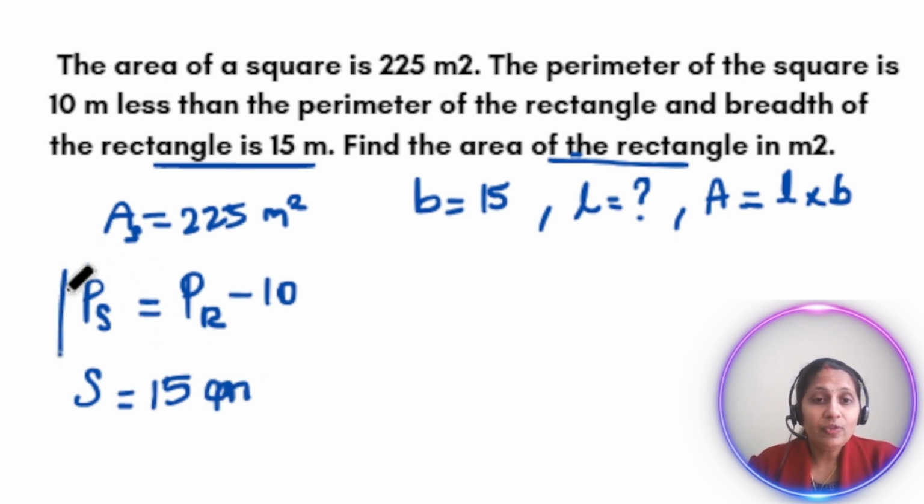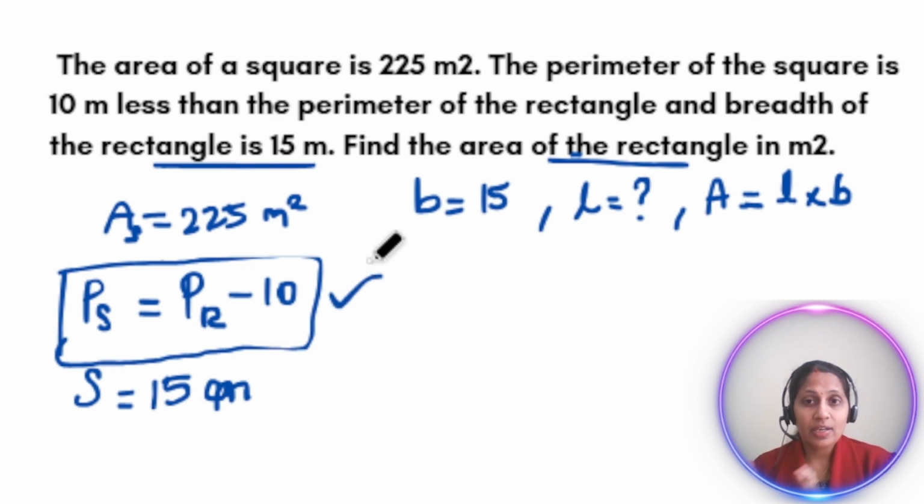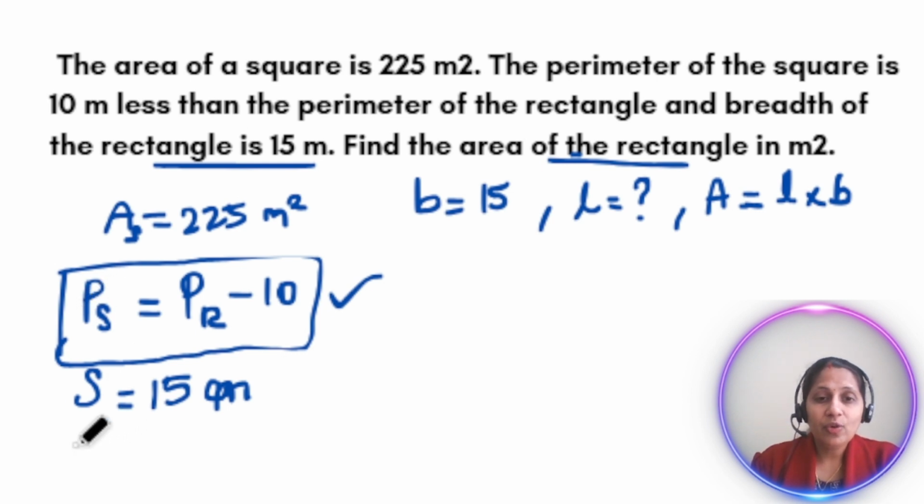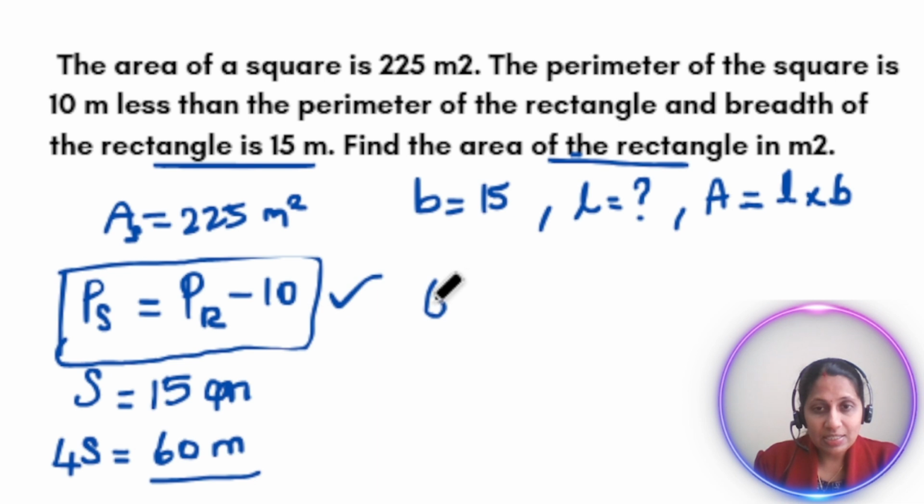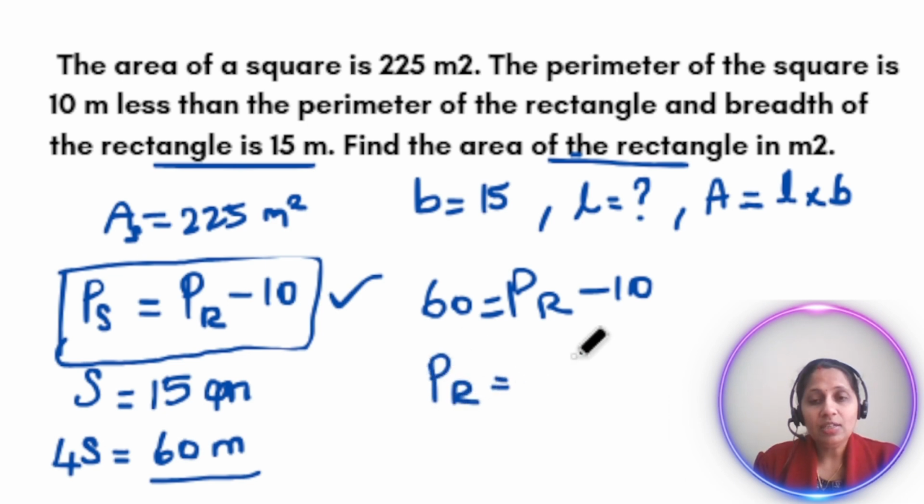So now the area of the square is 225, side of the square is 15. Now in order to find the length of the rectangle, the hint is this, which relates your square and your rectangle. Perimeter of the square. So 4s is your perimeter, which is 4 times 15, which gives you 60 meters. So 60 equals perimeter of the rectangle minus 10. So we want the perimeter of the rectangle. Take minus 10 to the other side, you get plus 10. So perimeter is 70 meters.